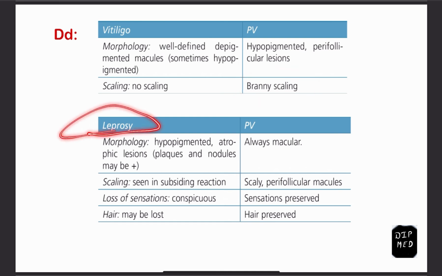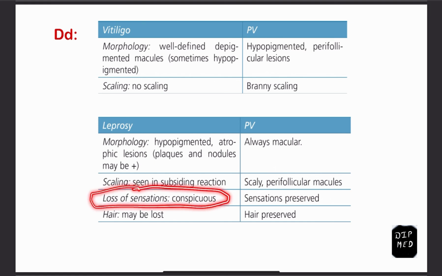The next is leprosy. Leprosy also has hypopigmented lesions, but these lesions are usually plaques or nodules, whereas in pityriasis versicolor, the lesions are always macules. The scalings are usually seen in subsiding reaction only in the case of leprosy, whereas in pityriasis versicolor, there are always scales which are seen in perifollicular macules. There is loss of sensations in leprosy as the nerves are affected, whereas in pityriasis versicolor, the sensations are preserved. The hair may be lost in leprosy, the hairs are preserved in pityriasis versicolor.